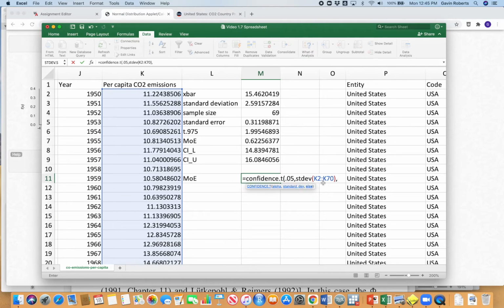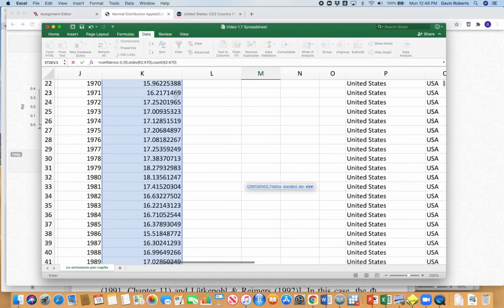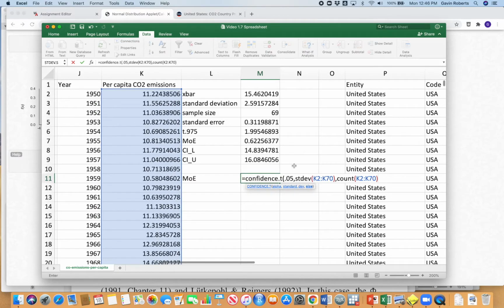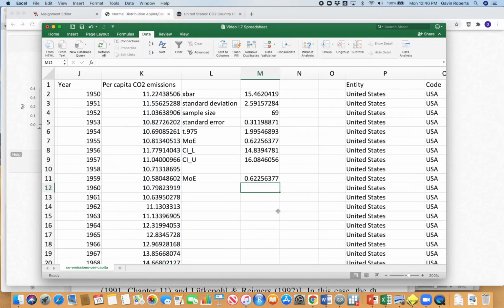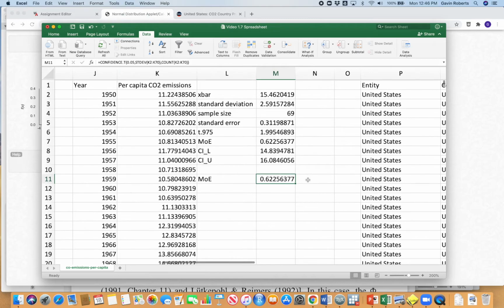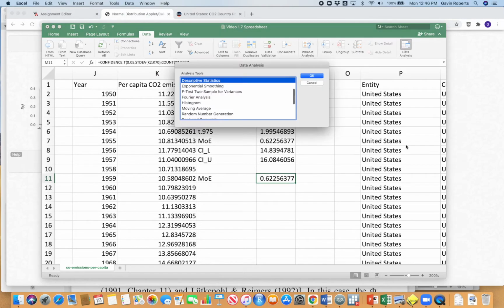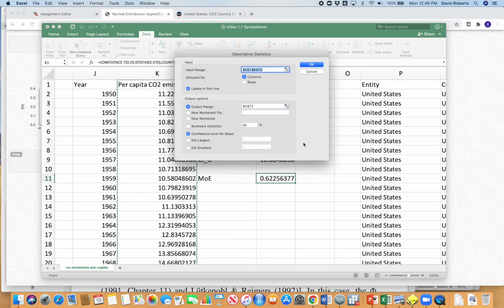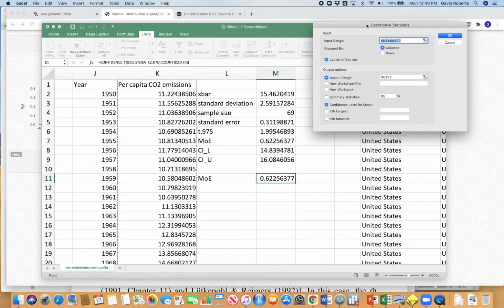Sample size, I could do the same thing here, do a count inside of that formula. So this would be a really compact way to do this in Excel, because now I'm just calculating everything all at one time. Close those parentheses. Notice that these two numbers are the same. Now we're going to be using something called the Data Analysis ToolPak a lot later in the semester. It will also calculate a 95% confidence interval for you, or really any size.